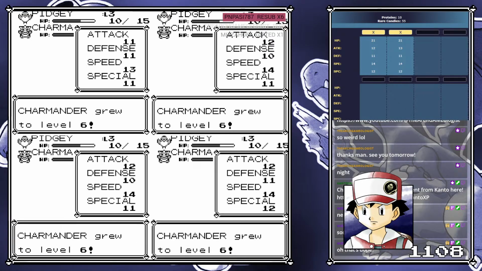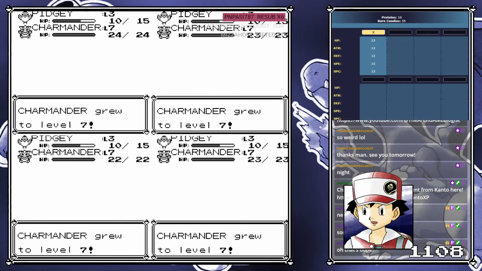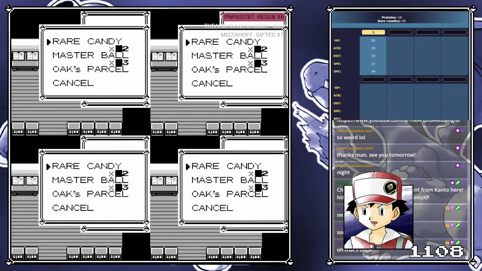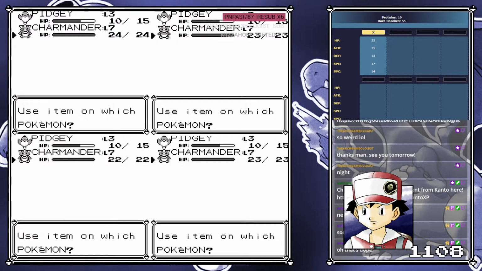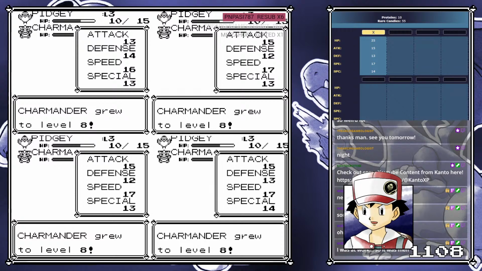21, 12, 11, 14, 12. Okay, we've gotten this a few times. We've gotten this far like 3 times so far. 23, 13, 12, 15, 13. Okay. We haven't gotten this far, I don't think. All right. 25. We need 15, 13, 17, 14.